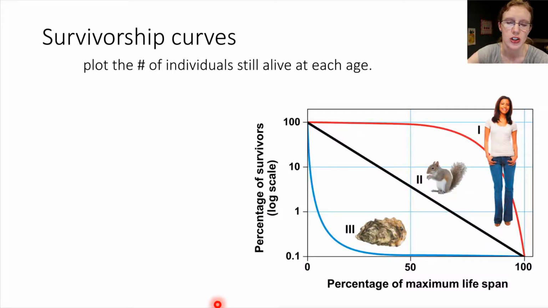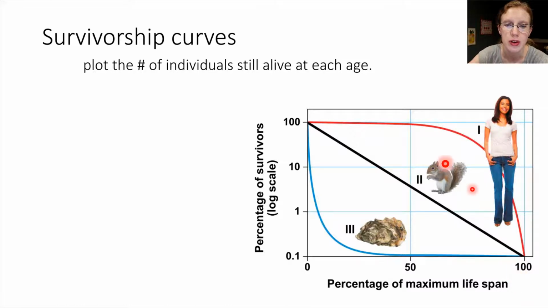Survivorship curves show the likelihood that individuals in a given population will survive to a given age. And there are 3 different characteristic survivorship curves. They are all 3 shown on this same graph. Let's take a look at type 1 here. This is characteristic of organisms like people.